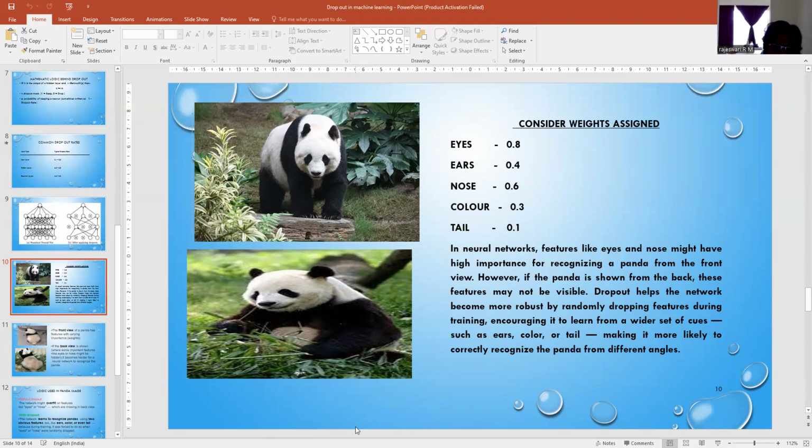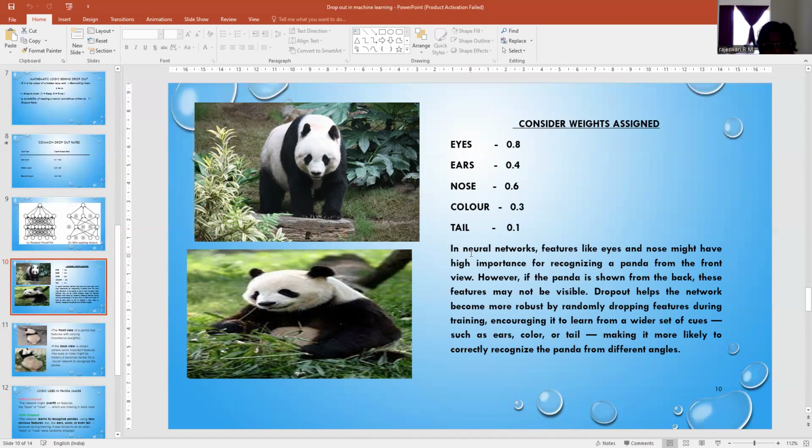So here in neural networks, that is mentioned in this paragraph: in neural networks, features like eyes and nose might have a high importance for recognizing a panda from the front view. However, if the panda is shown from the back, these features may not be visible. So dropout helps the network become more robust by randomly dropping the features during training, encouraging it to learn from a wider set of clues.